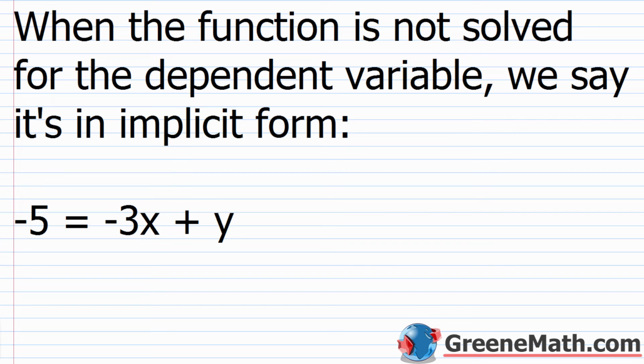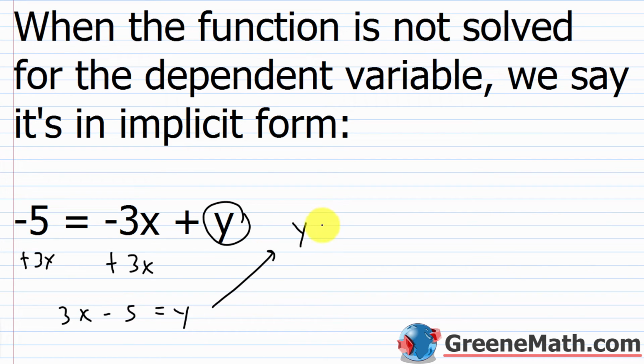All right, so we have an example here. Negative 5 equals negative 3x plus y. So what would I do if I wanted to put this in explicit form? Well, I would just solve it for y. Just simply add 3x to both sides of the equation, and you're done. It's an explicit form. You would have 3x minus 5 equals y, or I could simply say y is equal to 3x minus 5. Using function notation, I could say f of x is equal to 3x minus 5. Again, all I'm doing is replacing y with f of x.